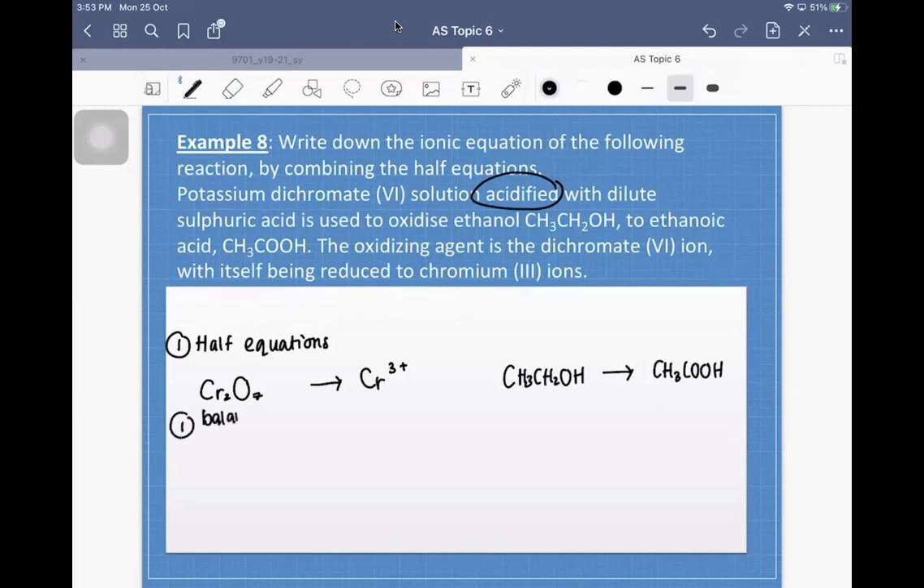First thing, we want to balance the chromium. I've got 2 chromium on left side. So on the right side, I need 2 chromium as well. I've got oxygen on the left side, and there are 7 of them. So that means I need 7 H2O. Introducing 7 water also means that I have introduced 14 hydrogen. 14 H plus.